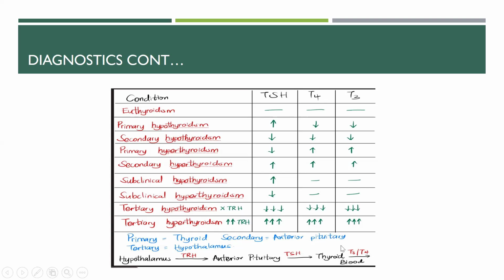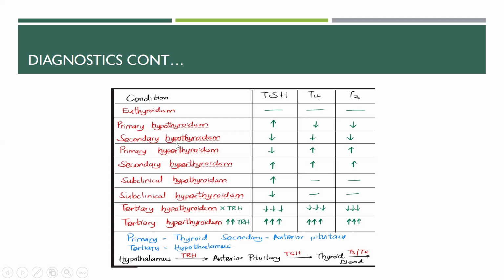So primary is for the thyroid. These are the ones being affected. So T3 and T4 will be low, and TSH will be higher than usual. Then you come to secondary hypothyroidism, where the issue now is with the anterior pituitary gland, in which case TSH will be low because this one has been affected. And then if this is affected, then definitely this is affected. So TSH will not activate the thyroid to produce T3 and T4, so definitely they'll also be low.